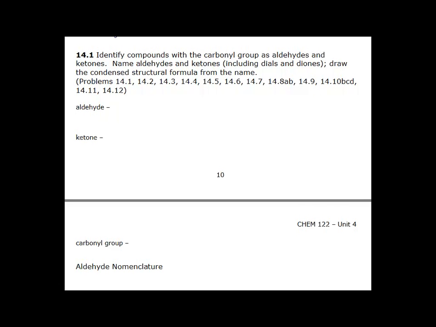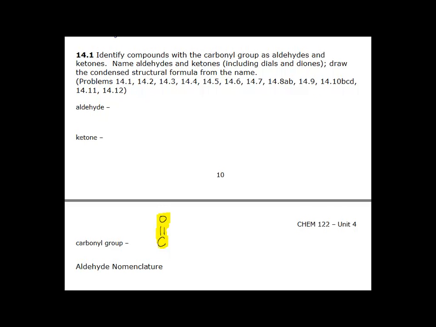Okay, we're going to continue on in Unit 4, and we're going to discuss how to name aldehydes and ketones. So hopefully the functional groups that we're going to learn how to name in Unit 4 have become more familiar to you so that you're able to write down what an aldehyde and ketone looks like from memory. Remember that aldehydes and ketones both contain a carbonyl group, and the carbonyl group is the C double bond O. So both an aldehyde and a ketone have that.